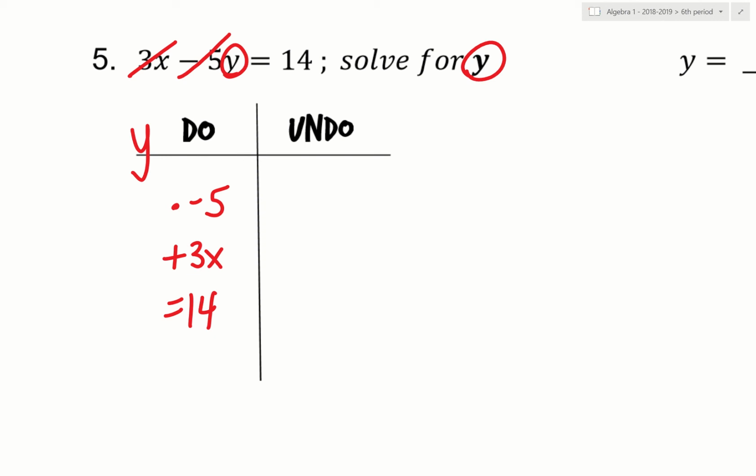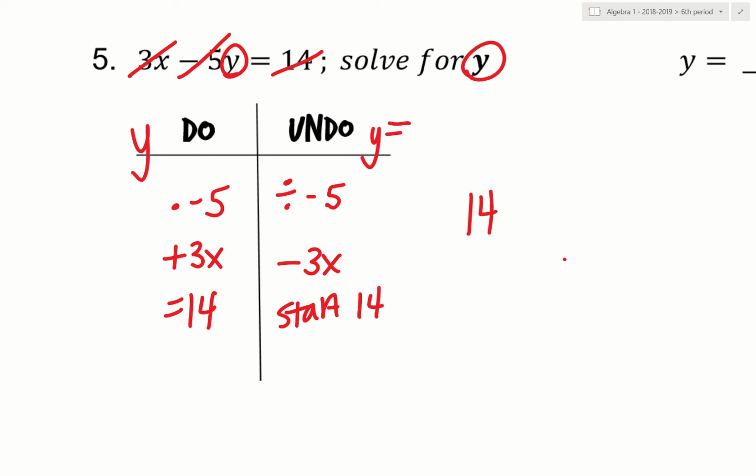I apologize. Okay. So now, what is the opposite of equals 14? Start with 14. Then what? Minus 3x. Then what? Divide by negative 5. What goes on top of my undo? Good. So my answer to this problem is what? Then what? All over negative 5.